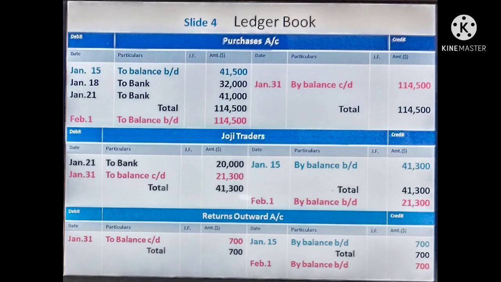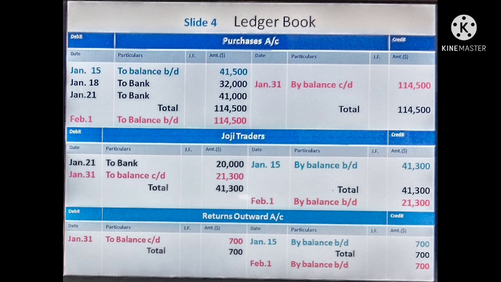Purchases account has debit balance of 41,500. Two more purchases took place during the period. No posting on the credit side. So the total of postings in debit side is the balance itself. Balance is carried down on January 31st, 1,14,500, and is brought down to debit side on February 1. Purchase account has debit balance.